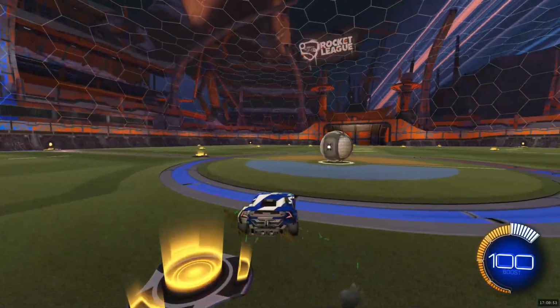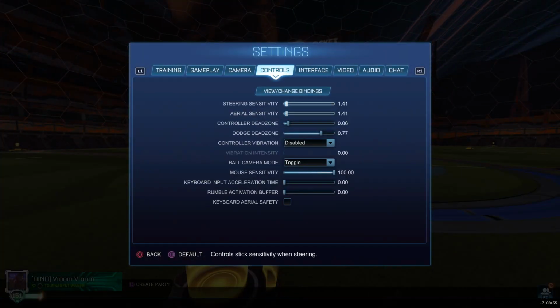The next setting I'm going to be talking about is aerial sensitivity. Now, you want to have aerial sensitivity as low as possible, so preferably 1. Now, steering sensitivity doesn't really matter.